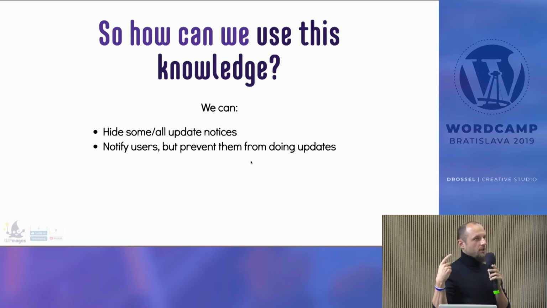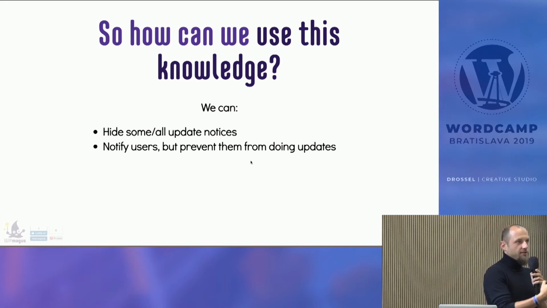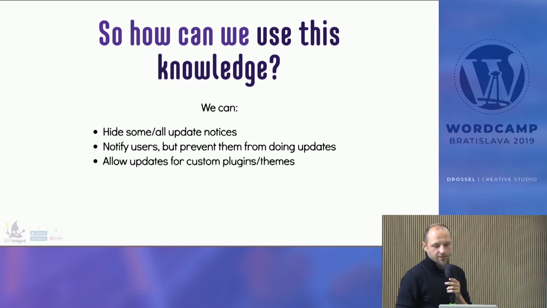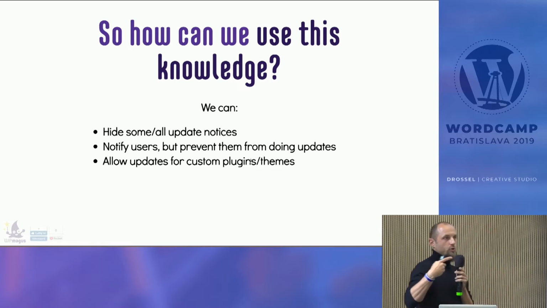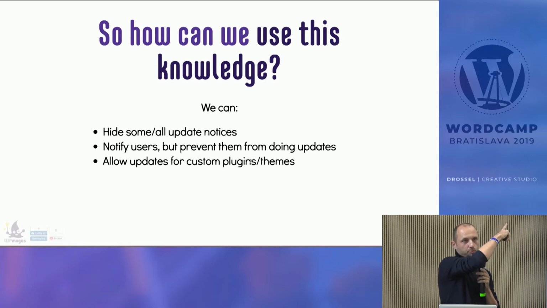But for example, if Peter is logged in, the information won't be shown. He won't see the button, right? Another usage: allow updates for custom plugins and themes. How? Well, you can also hook to the preset transient, send your request to your own server, get the same response that the WordPress plugin repository is sending, and show that there is a new version of your custom plugin that is not in the WordPress repository, right?